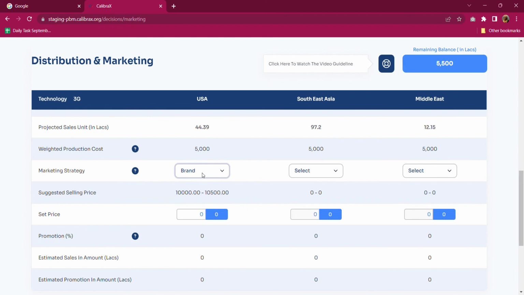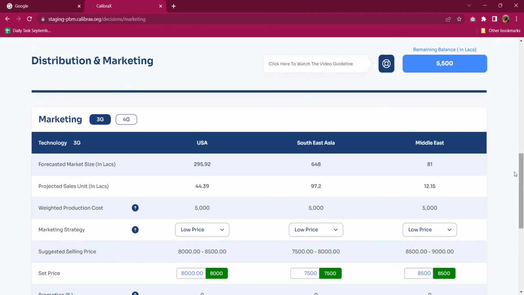So we need to first of all find the strategy for us. Let's say I am going for low price and the lower range selling. So first I have to input the 8,000 and then enter. Again selecting lower price, 7,500 and lower price 8,500. There is no restriction on which strategy I will or will not select.